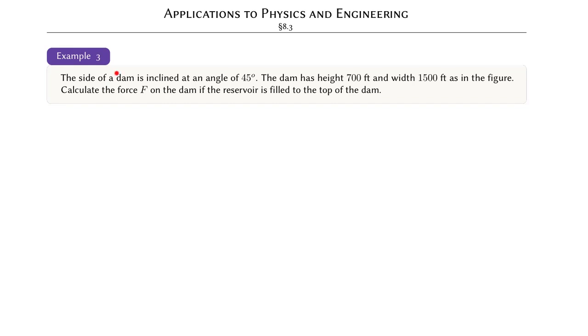The side of the dam is inclined at an angle of 45 degrees. The dam has height 700 feet and width 1500 feet. Calculate the force F on the dam if the reservoir is filled to the top of the dam. The figure is given. The angle of inclination is 45 degrees.